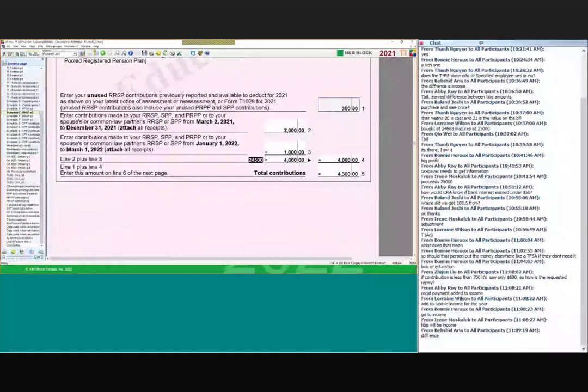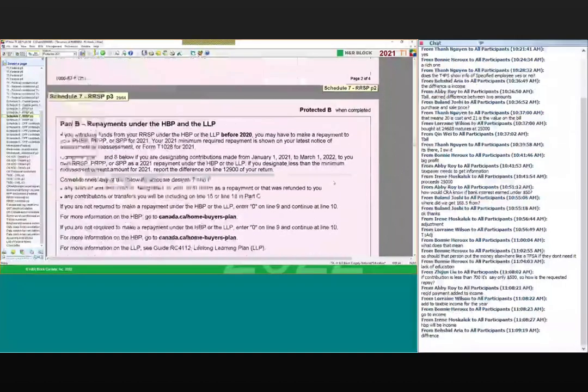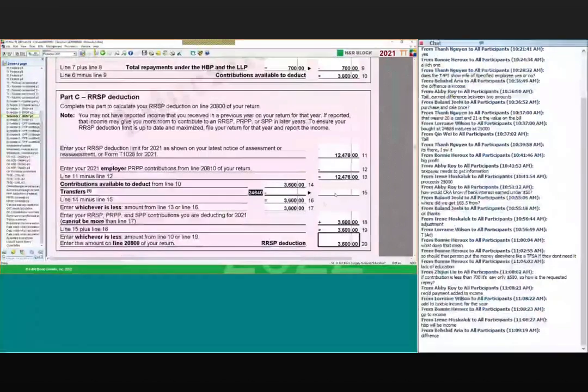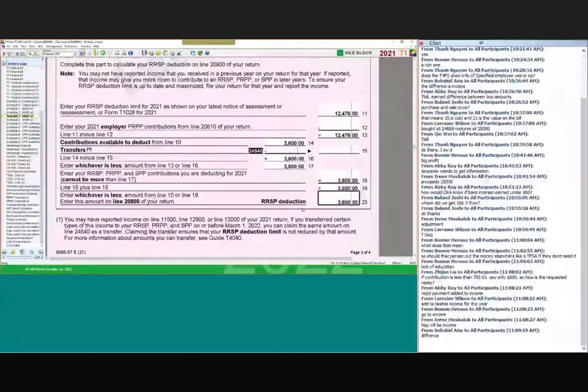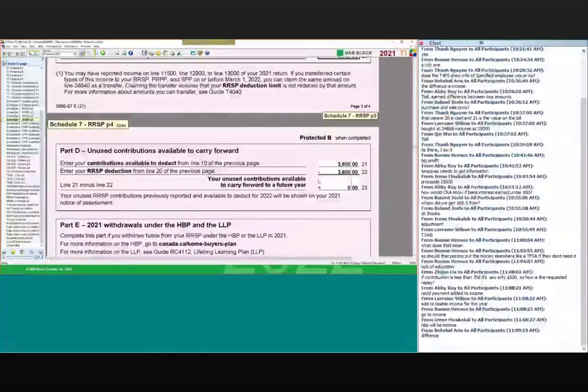So we do have her unused contributions, and we have her contributions. She has total contributions of $4,300. She has a home buyer repayment. Her required payment is $700. Therefore, she only has $3,600 to deduct. So that makes sense. Her RSP deduction will be $3,600, and there's nothing to be carried forward to a future year.